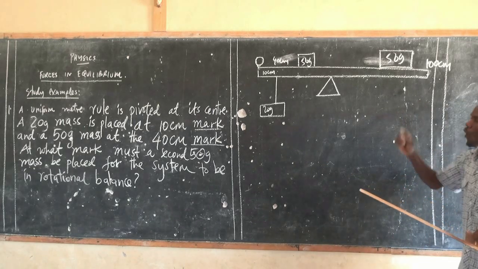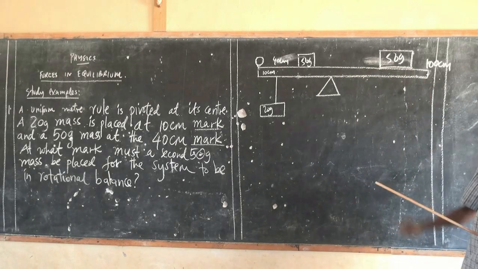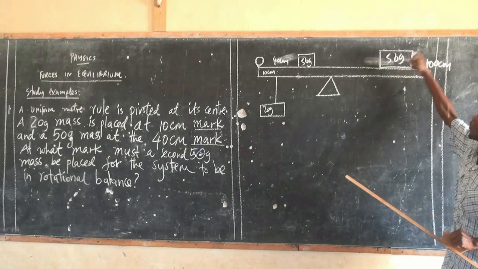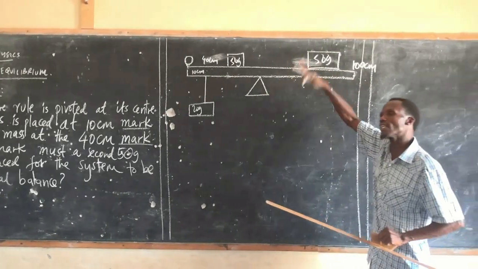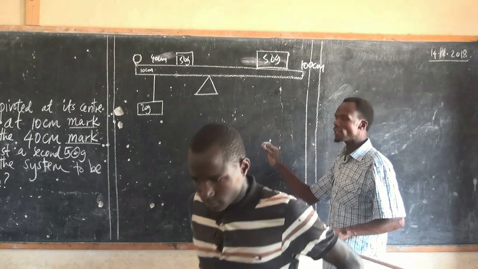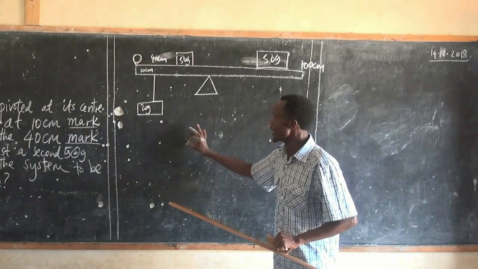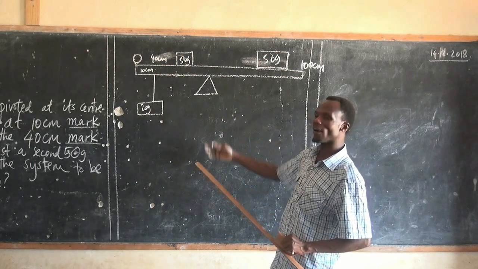Are we together? But what is the problem here? We don't know at what mark. We don't know the distance where the second 50 gram mass will be placed. We only know that it will be placed on the second side because we just want to make it balance. So definitely it is something that you need to understand. Now we are through with the diagram.